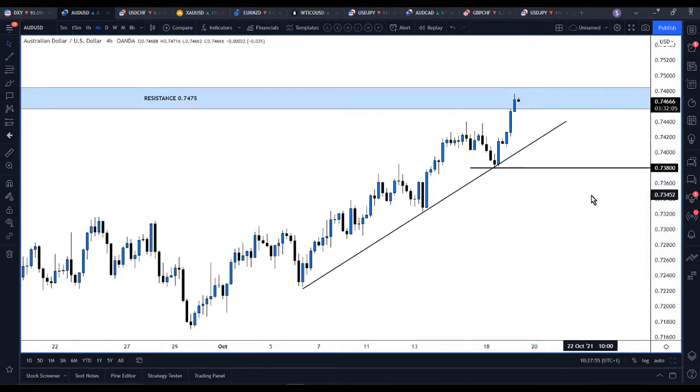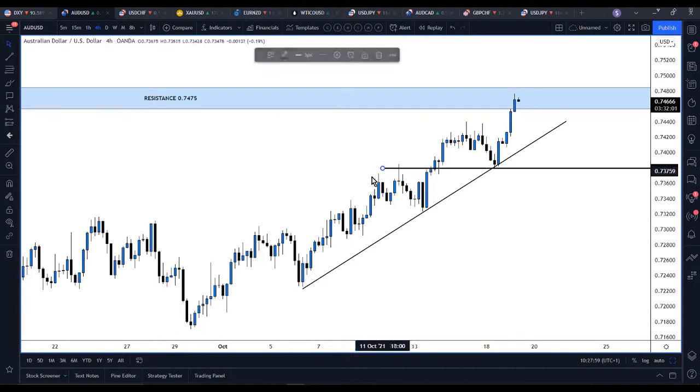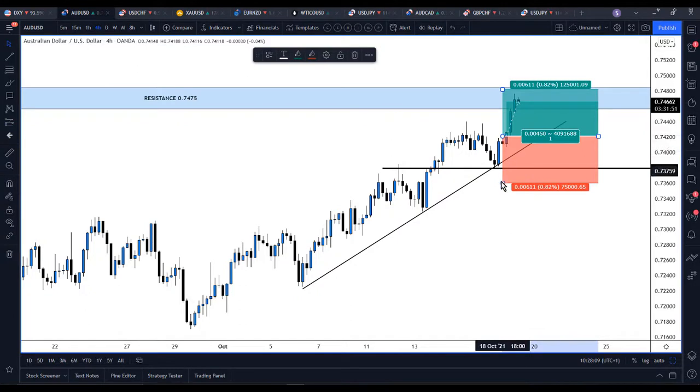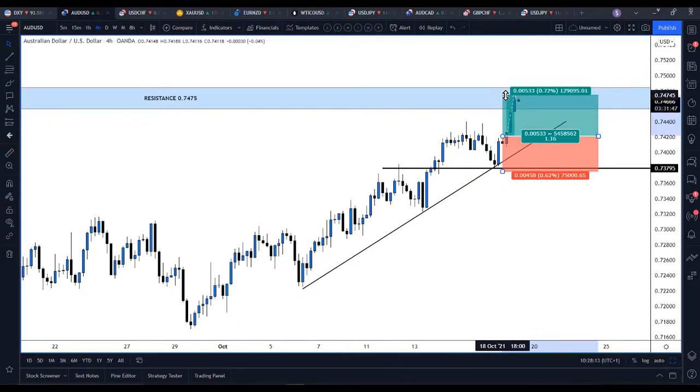Okay, so nice level, because look, we had this high here, retest, trend line, morning star pattern. The only thing I didn't like about this setup, everything else was perfect, was the fact that into the zone there wasn't much of a reward to risk.